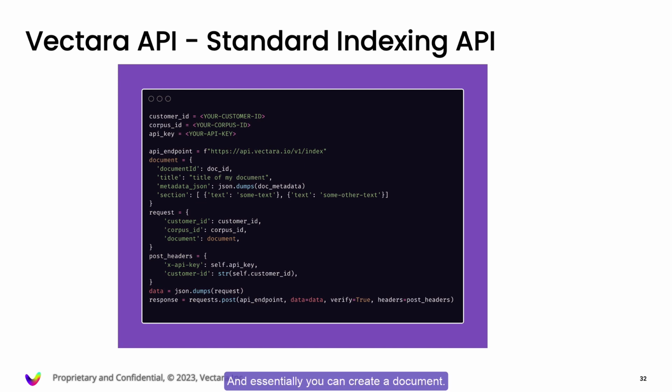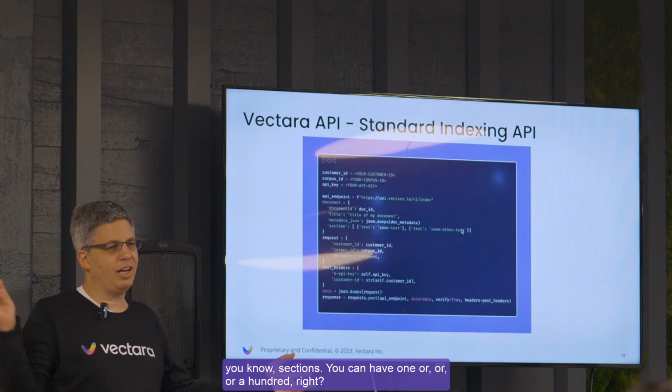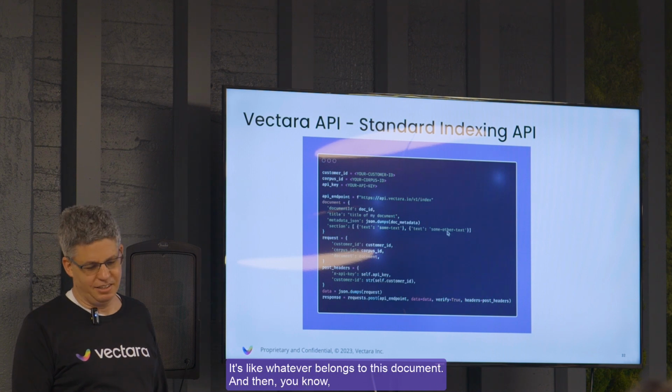And essentially, you can create a document. A document is sort of like a JSON structure where you have your document ID. You can put a title. You can put some metadata here. And the document is a set of sections. Each section could have a text. It can also have metadata for that section, but I dropped it here in this example just for space. And it's a list of these sections. You can have 1 or 100, right? It's like whatever belongs to this document.